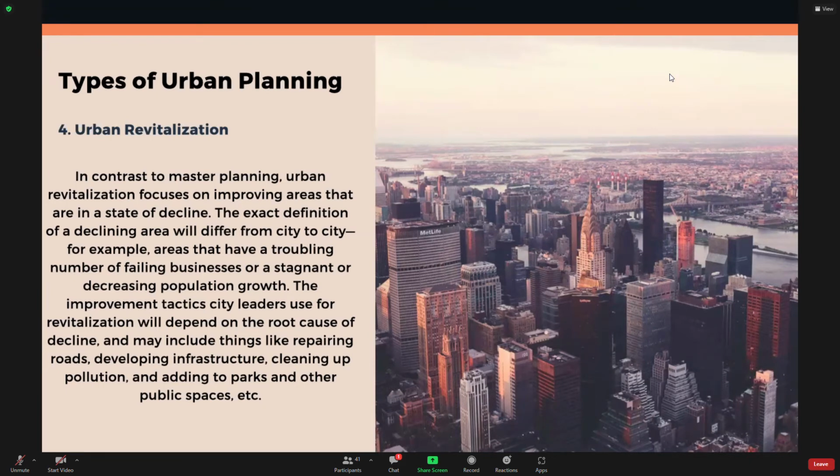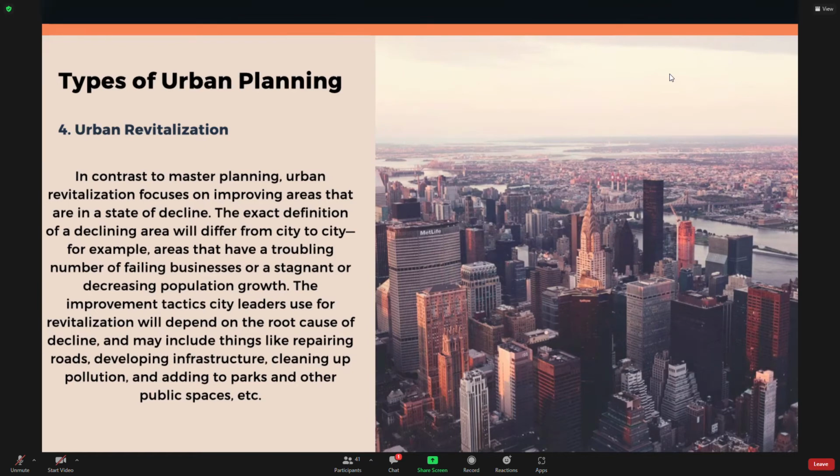So the exact definitions of a declining area will differ from city to city. For example, areas that have a troubling number of failing businesses or a stagnant or decreasing population growth. So the improvement tactics by city leaders used for revitalization will depend on the root cause of the decline. So why the city is declining? So we need to know why. And then when we want to revitalize that area, we have to tackle that issue first.